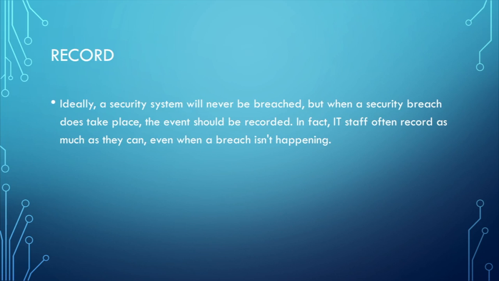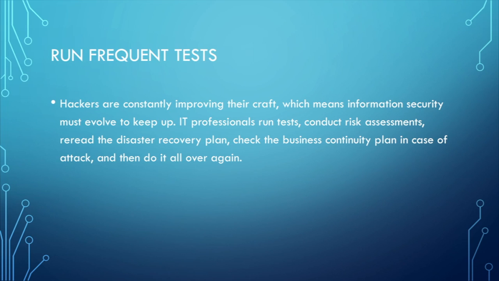Record. Ideally, a security system will never be breached, but when a security breach does take place, the event should be recorded. In fact, IT staff often record as much as they can, even when a breach isn't happening. Run frequent tests. Hackers are constantly improving their craft, which means information security must evolve to keep up. IT professionals run tests, conduct risk assessments, reread the disaster recovery plan, check the business continuity plan in case of attack, and then do it all over again.